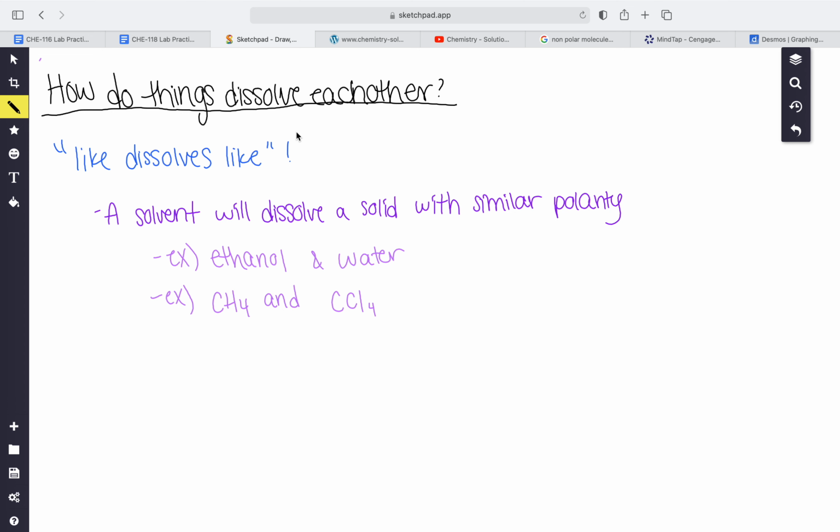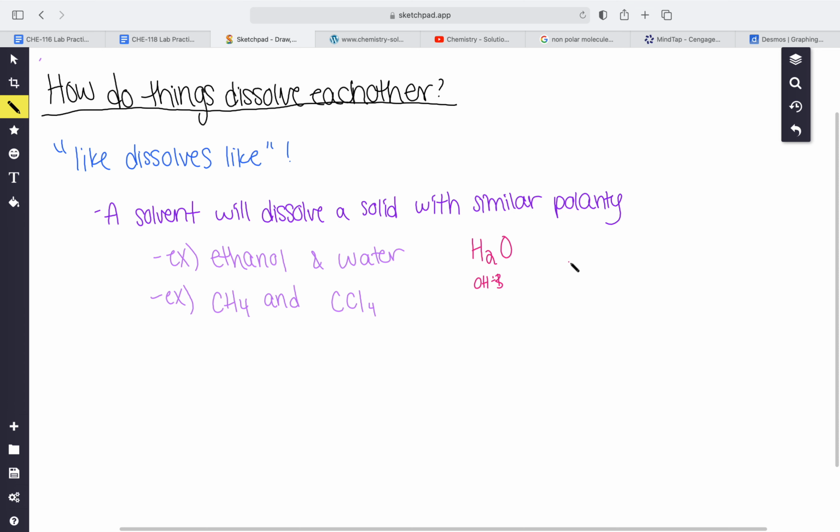Two things that have similar polarities are going to dissolve within each other. So basically what this means is that a solvent will dissolve a solid with similar polarity. If we look at an example of ethanol and water, I'll just draw those out for you guys. So we have H2O, which has hydrogen bonding. And then ethanol, let's draw that out.